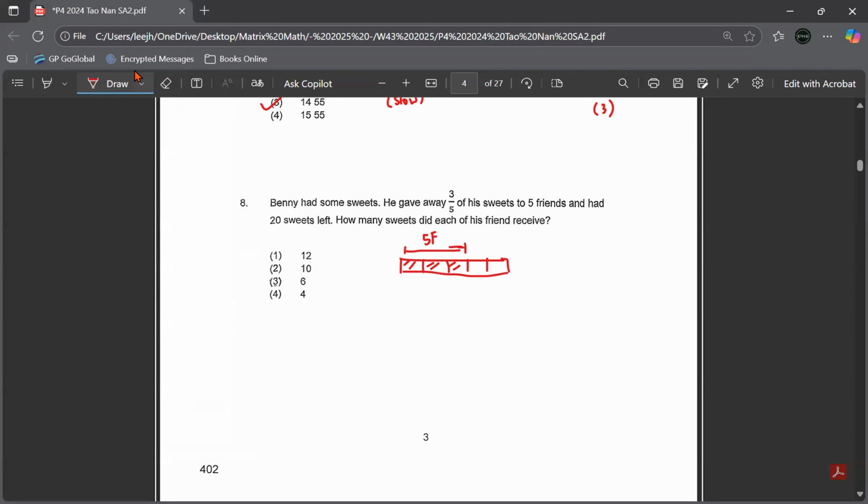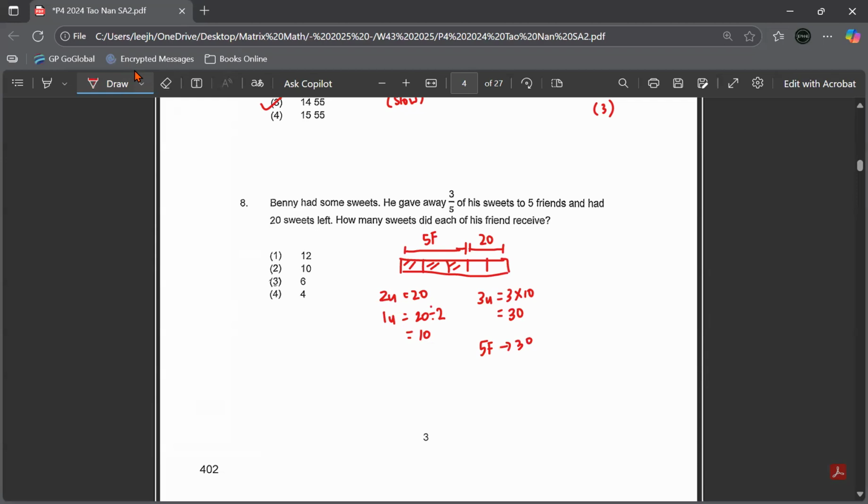So over here, this is for 5 friends. So over here is 20 left. So you can see 2u is 20. So for 1u, 20 divided by 2, 10. How many sweets did each of his friends receive? So you find out the 5 friends receive how many sweets, which is 3 units. Okay, 3 times 10, 30. So 5 friends got 30 sweets.